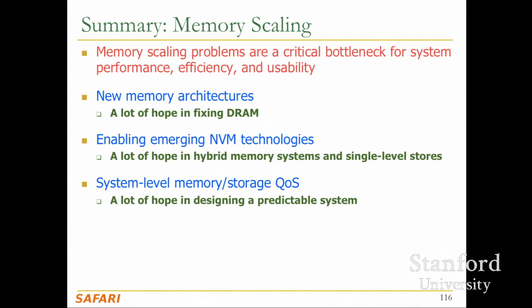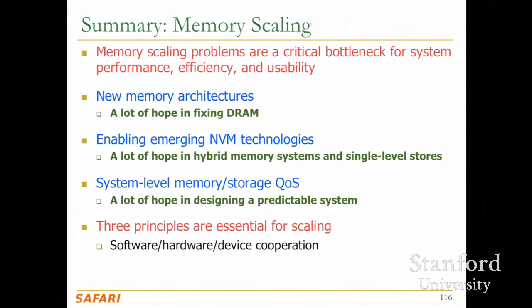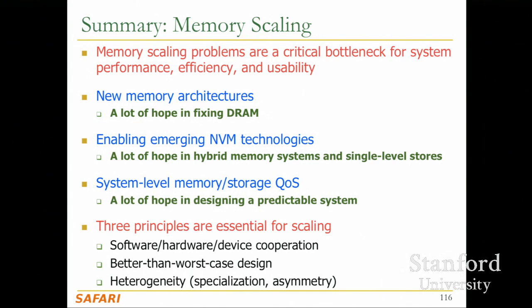I've talked about new memory architectures. I think there's a lot of hope in fixing DRAM, enabling emerging memory technologies. I talk about hybrid memory systems and single-level stores. I think there's a lot of hope there. And an orthogonal problem, regardless of what you devise your memory with, you need to solve the problem of quality of service if it's a shared resource across different workloads. And I've already given you the 3 principles: cooperation across the stack, better than worst case design, and heterogeneity.